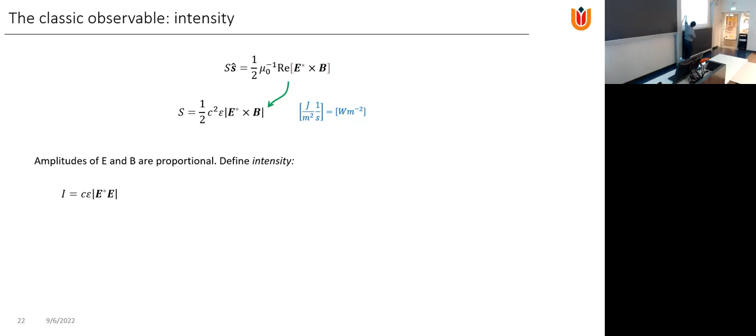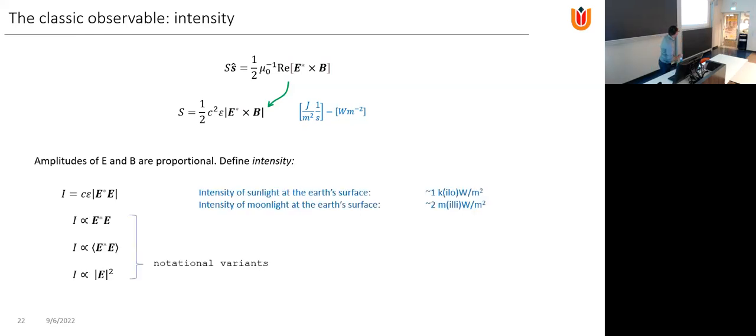So we can define the intensity here as the product, in complex notation, of the electric field with its complex conjugate. And then we have some notational variants over here. Let's say simply that the intensity, which you can measure, is the square of the electric field, either with complex notation or with some average brackets around it. It is all the same thing. That is what we measure.